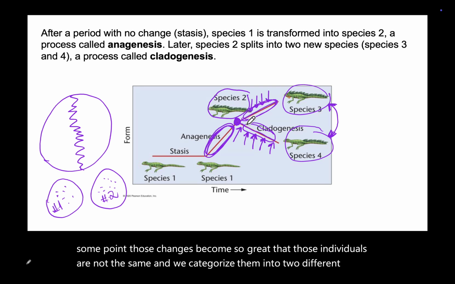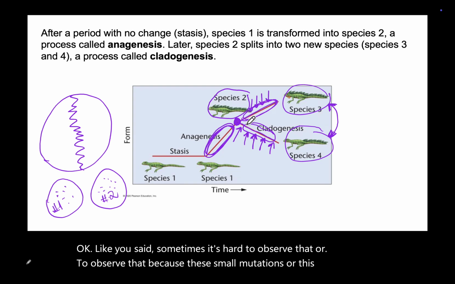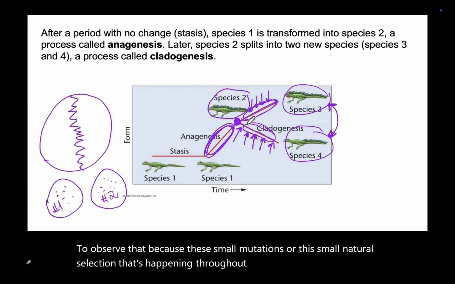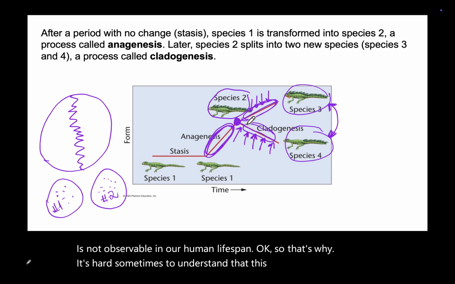Okay? Like you said, sometimes it's hard to observe that, because these small mutations or this small natural selection that's happening throughout time is not observable in our human lifespan. Okay, so that's why it's hard sometimes to understand that this is actually happening all the time.